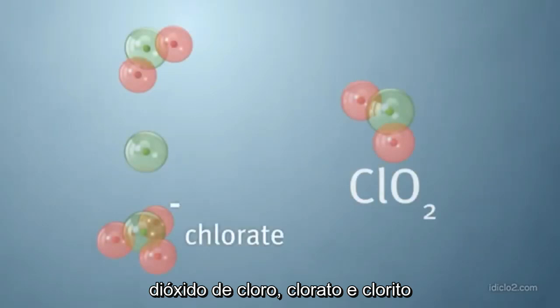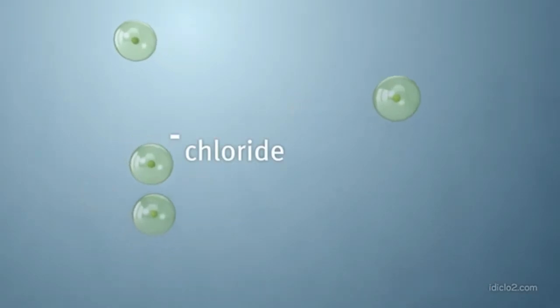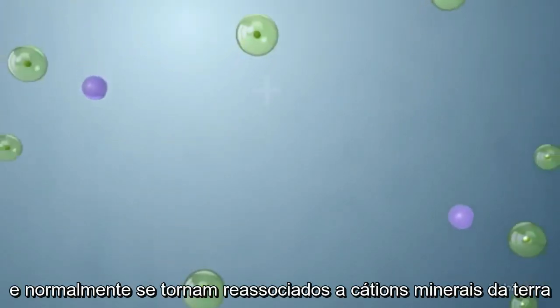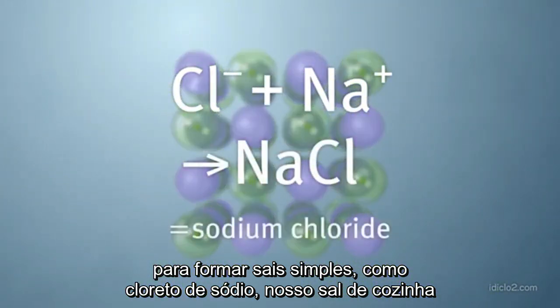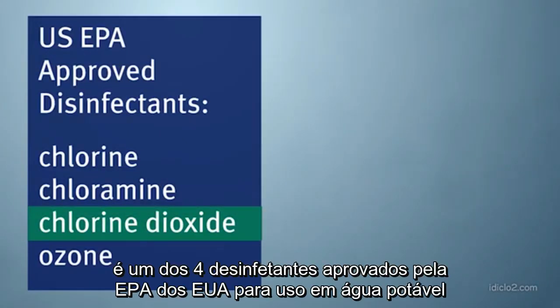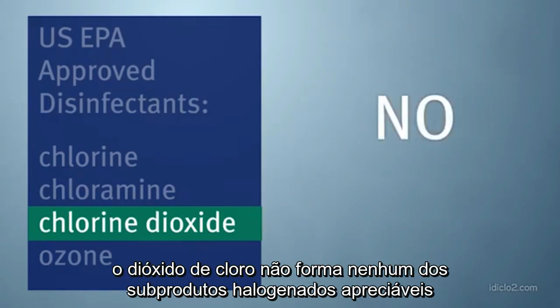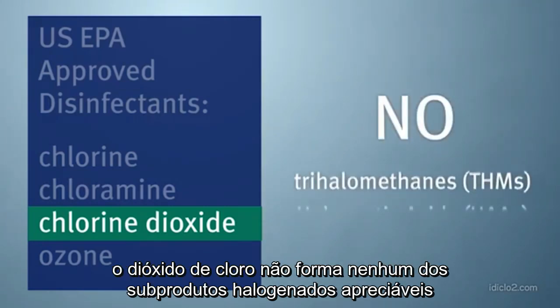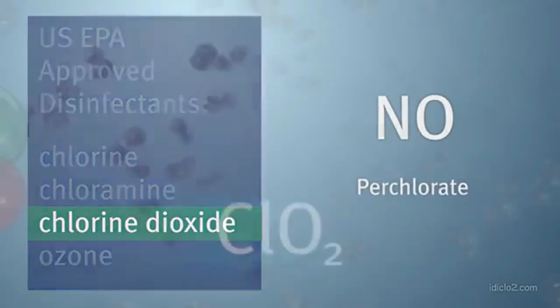Chlorine dioxide, chlorate, and chlorite will all eventually decompose into chloride ions and typically become reassociated with earth mineral cations to form simple salts such as sodium chloride, table salt. Chlorine dioxide, when generated by sodium chlorite, is one of 4 U.S. EPA disinfectants approved for potable water use. When applied at the appropriate concentrations, chlorine dioxide does not form any appreciable halogenated byproducts, and the ClO2 residual byproducts are typically within the recommended EPA limits.